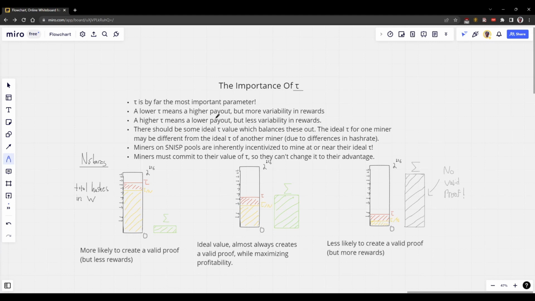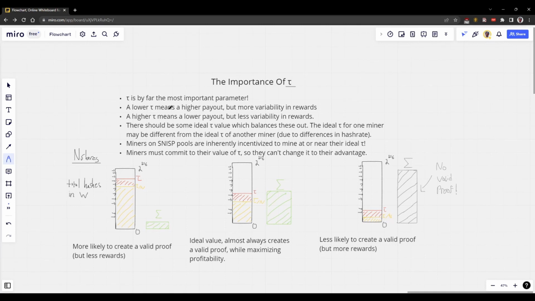And that ideal TA value is going to be different for each miner, because each miner is going to have essentially different values of TA so that they can still create n shares within the window. Because of the way TA is set up, in that increasing it too high means you get a lower payout, but decreasing it too low means you get variability in rewards, there's going to be an ideal TA value which balances these two things out.